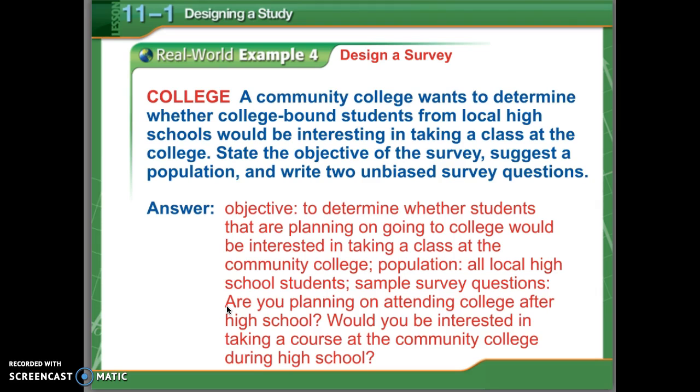There's no bias in that first question. And then, would you be interested does not push anyone towards taking that course at the community college during high school. It doesn't push them away from it. It doesn't push them towards it or away from it. It's just up in the air.